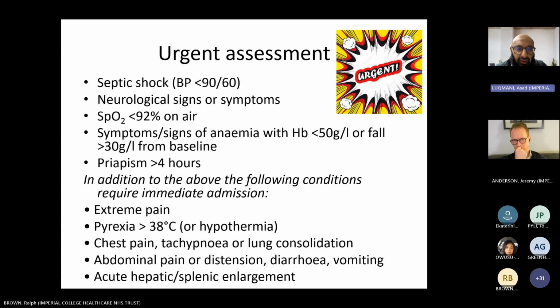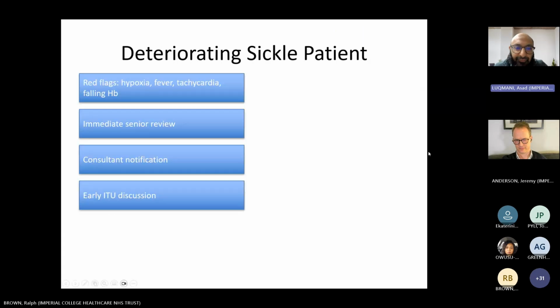And apart from those, the ones listed at the bottom, so extreme pain out of keeping with what a patient normally experiences during a sickle cell crisis, any signs of infection or sepsis, and any respiratory or abdominal signs or symptoms, and any evidence of acute hepatic or splenic enlargement suggesting sequestration syndrome. Next slide, please.